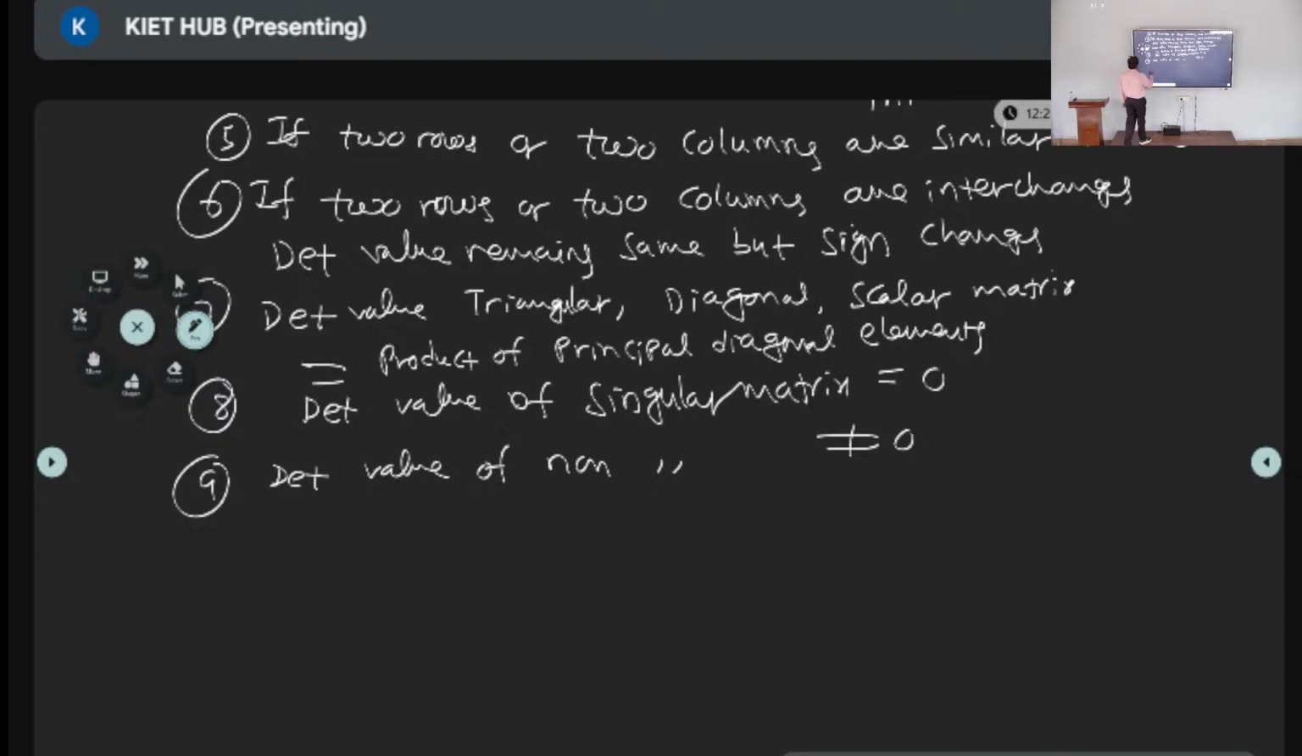Determinant of the unit matrix is how much? Determinant value of the unit matrix of order n is 1.